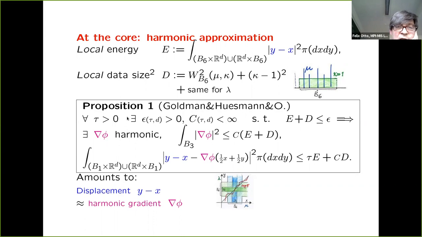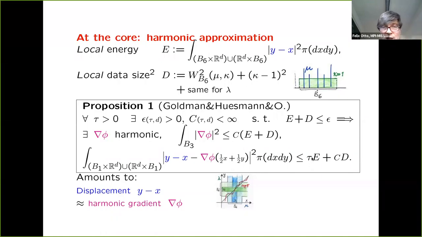For any tau, which you shouldn't think of as being a small number, there exists a threshold, which is universal in the sense that it just depends on tau and the dimension, and some constant, which is universal in that sense too. So provided you're sufficiently short transported, so provided E and D are below this threshold epsilon, there exists a harmonic gradient, which is controlled in the natural way. And this here is the more interesting line: the displacement, y minus x, the amount you shifted your mass from x to y, is locally close to the gradient of this harmonic function.